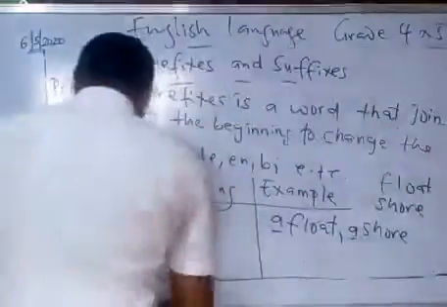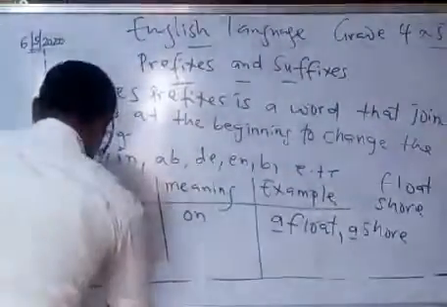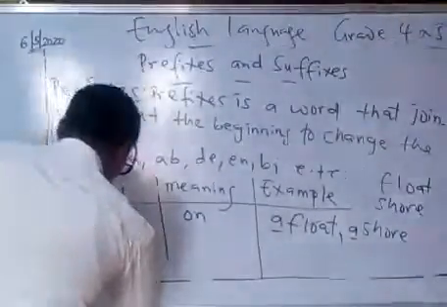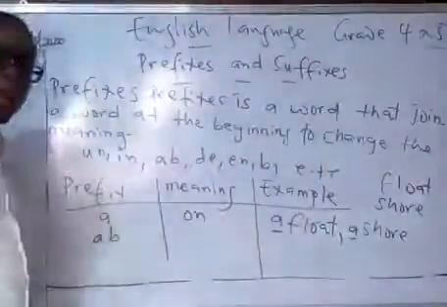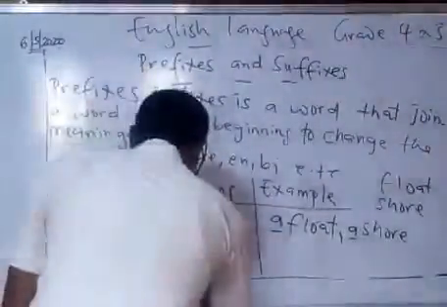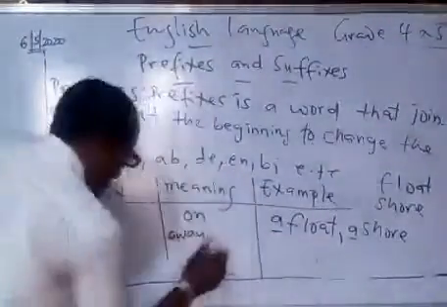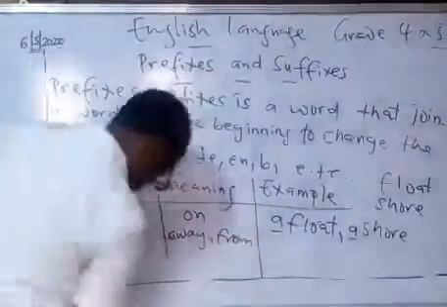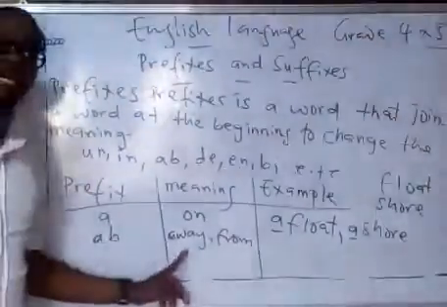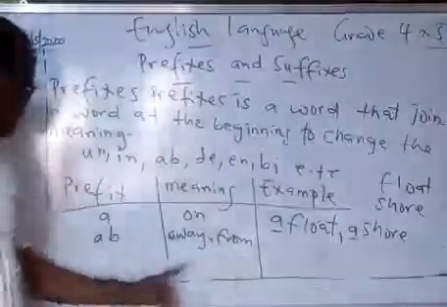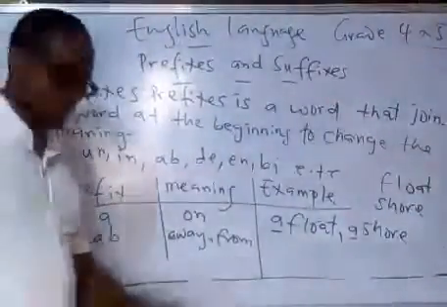Another prefix here, ab. Now what does ab mean? Ab means away and from. This prefix ab means what? Away and from. The prefix ab means away and from.